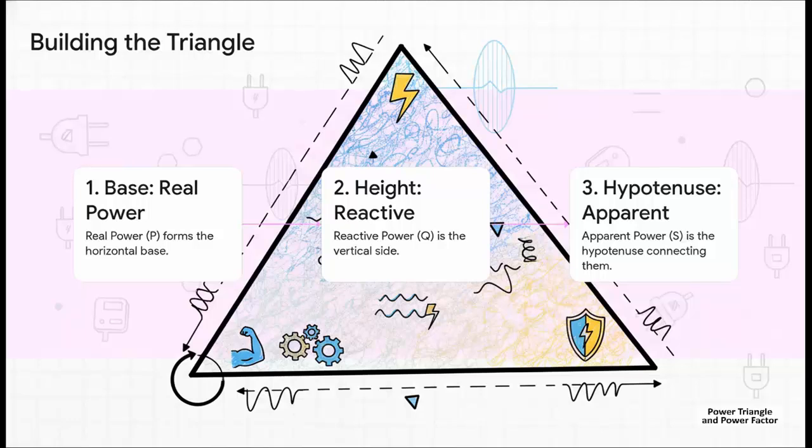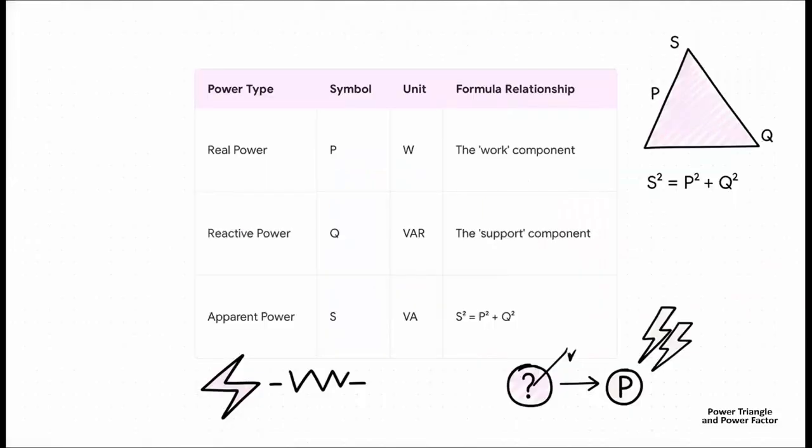You start with real power, which forms the flat base of a right-angled triangle. Then you've got reactive power, which is the vertical side, going straight up. And the hypotenuse, the longest side that connects them both, is the apparent power, the total effort. Because these different powers are out of phase with each other in an AC circuit, they combine geometrically, not just by simple addition.